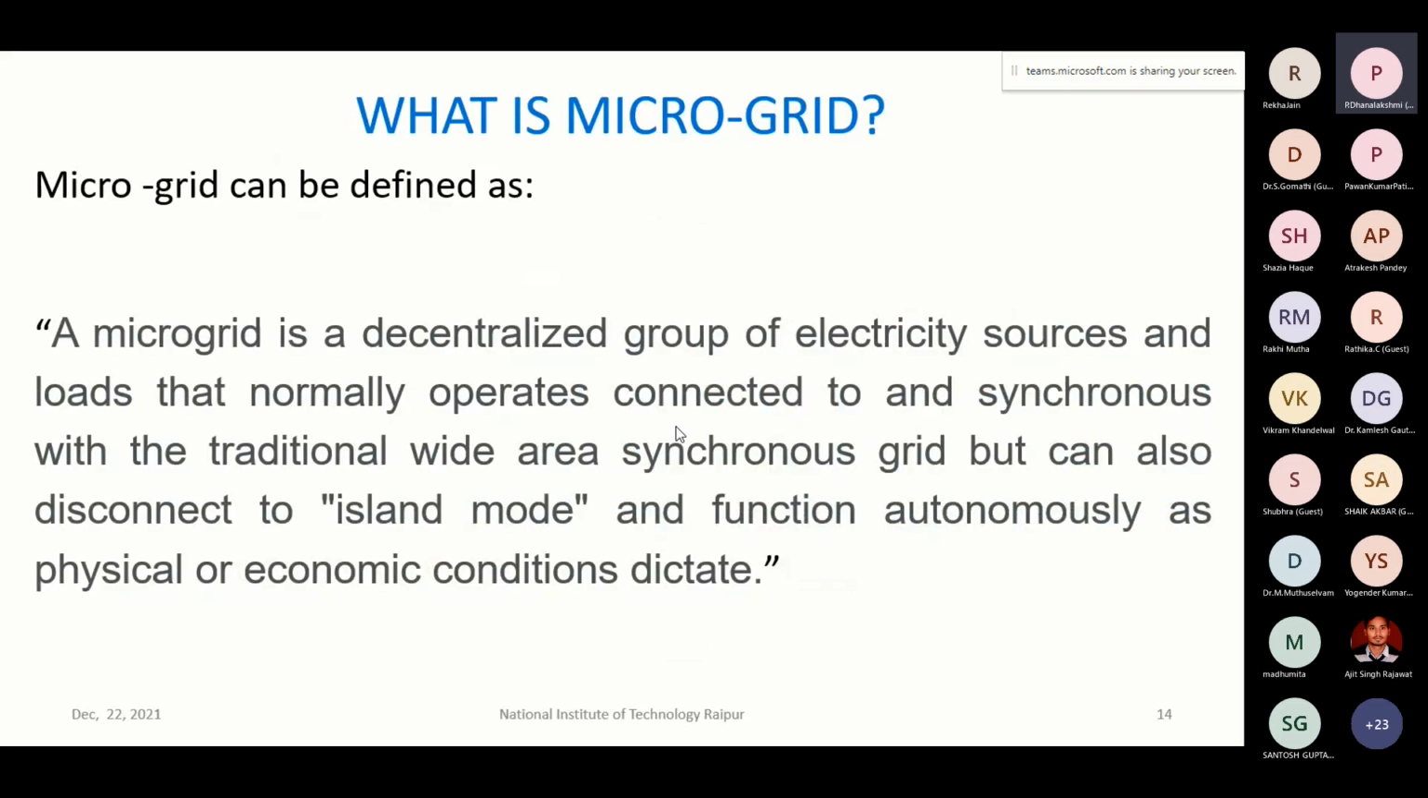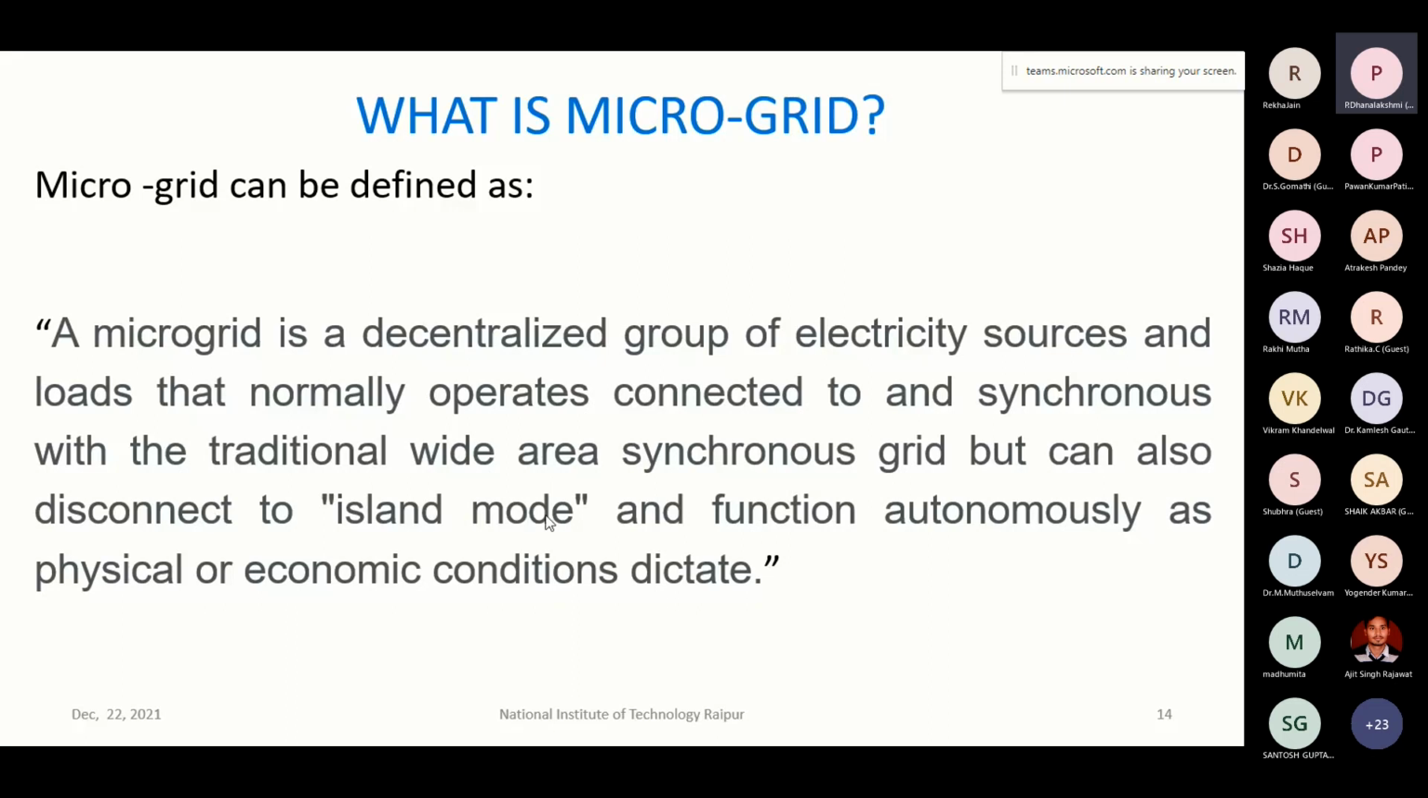So up till now, we have considered one terminology, that is the modern power system, which consists of DGs. Now here, another terminology comes, which is a microgrid. This microgrid can be defined as a decentralized group of electricity sources and loads, which normally operates in two modes: connected or synchronous mode with the traditional wide area synchronous grid. And it can also operate in an islanded mode when it is disconnected from the utility grid. And in this mode, it can function autonomously as physical or economic conditions dictate.